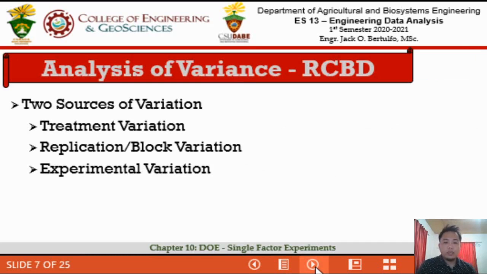In a CRD there are 2 sources of variation: the treatment and the experimental error. And in RCBD you have 3: the treatment, the replication or the block, and then the experimental error. So you add the replication or block variation. So we need to calculate the block efficiency here.